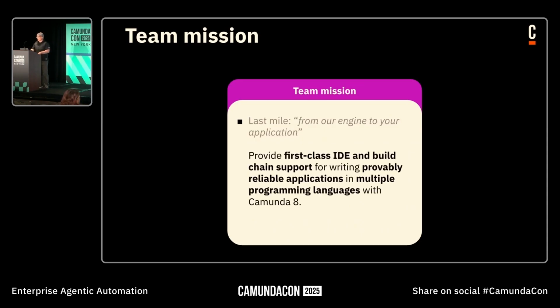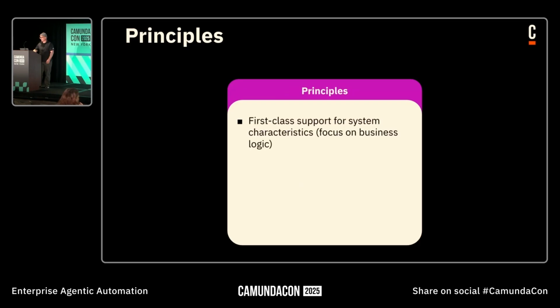So our mission is to provide first-class IDE and build chain support for writing provably reliable applications in multiple programming languages with Camunda 8. And my spell checker was complaining about the word provably reliable. But what that means is that it's not just, I guess it's reliable, but you can actually prove statically that it's reliable, which means your build chain can fail deployments if the application is unreliable.